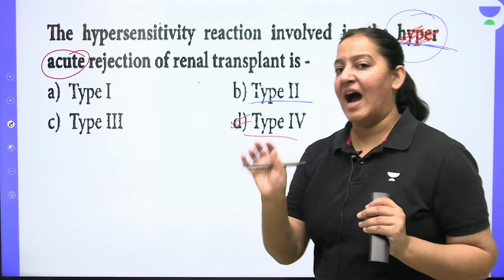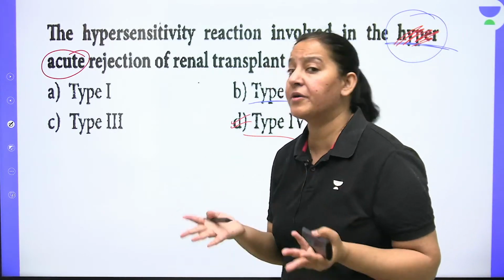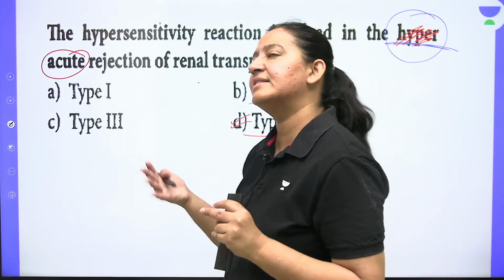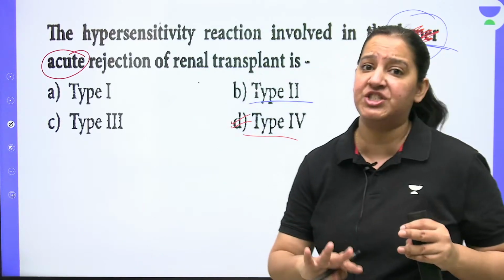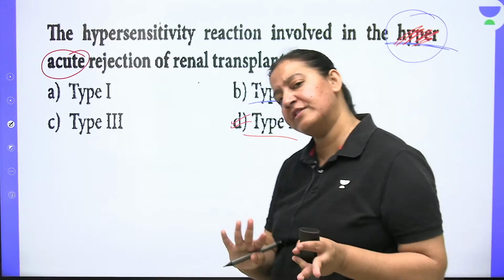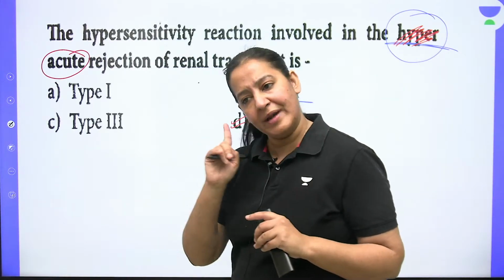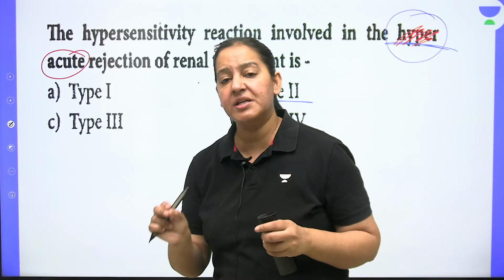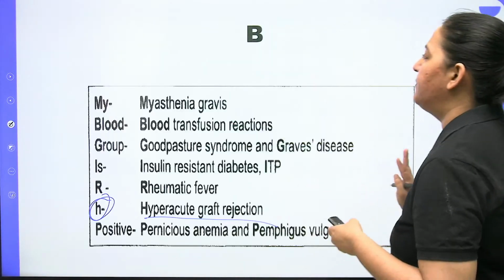So my point is that hyperacute is type 2. Remaining all graft rejections are type 4, whether it is acute, whether it is chronic, or whether it is GVHD. These are the types of HVGD. There are two types, HVGD and GVHD. So all of them are types of type 4. But only hyperacute is type 2 because it is different from others, in that the rejection is due to preformed antibodies. Okay, let me move ahead.